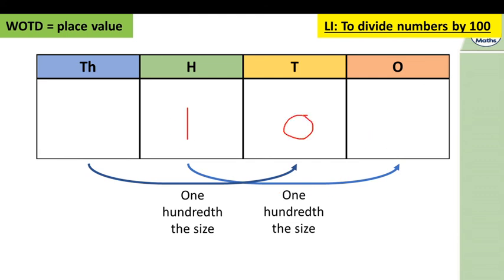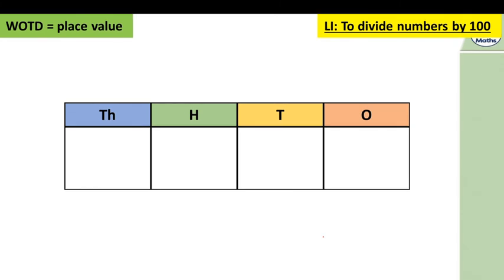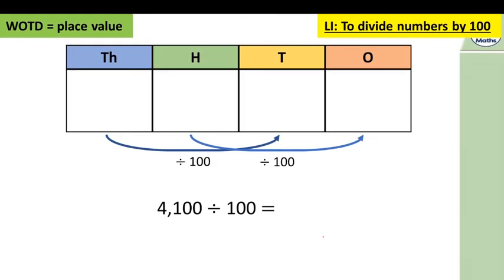So that 1 from my 100 divided by 100. How many groups of 100 in there? There's 1. So if I divide that by 100, there's 1 in the ones column. Remember, if you divide by 100, you move 2 place value columns to the right, because it means it's 1/100th of the size. So to find 1/100th of something, we divide by 100. So 2 squares to the left, multiply by 100; 2 squares to the right, divide by 100.